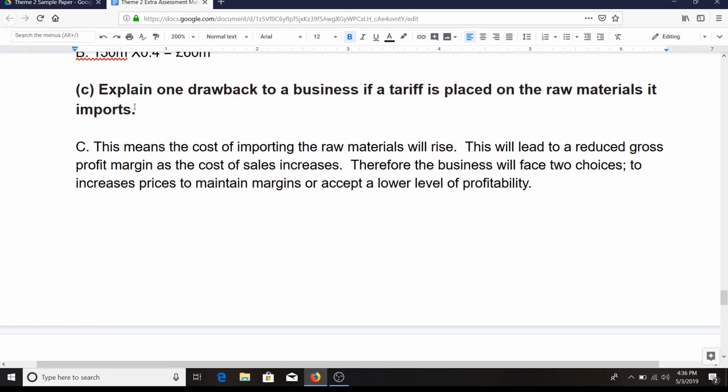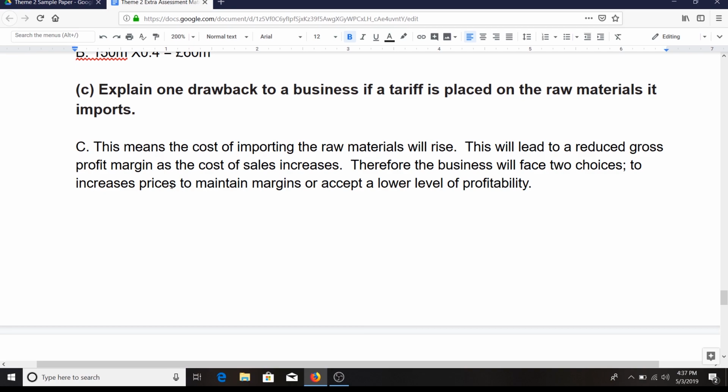So tariff is a tax on imports, okay? So this is used to help protect domestic industries. So for instance, the EU has a common external tariff, and that is used to actually protect European Union-based businesses, okay, and it's to the detriment of foreign countries wanting to import their goods into the EU. So it means that the cost of importing raw materials will rise. This will lead to a reduced gross profit margin as the cost of sales increases. This is nice. Therefore, the business will face two choices: to increase prices to maintain margins or accept lower profits.